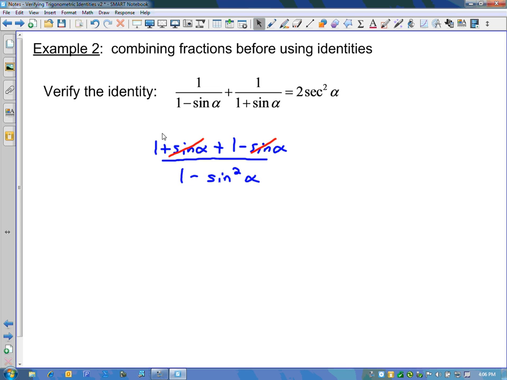So my numerator becomes 1 plus 1, which is 2. And then I can recognize 1 minus sine squared is cosine squared. And I can bring it out of the denominator into the numerator by reciprocating it. So this is the same as 2 times secant squared, which is exactly what we were looking for, and the identity is verified.